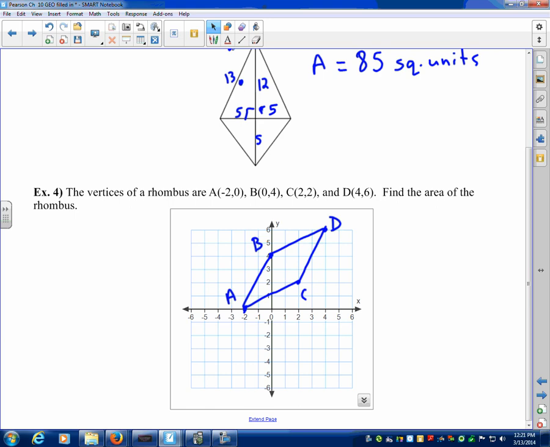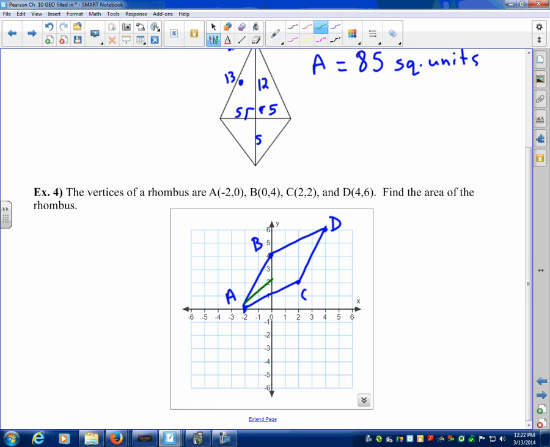Now look at this. If I were to use the Pythagorean theorem, this is 2 by 4, this is 2 by 4, this is 2 by 4 and 4 by 2. So no matter what I did, I would end up with the same length when I square 2 and square 4. I'm not taking the square root. So it is a rhombus. Otherwise, I wouldn't call it that.